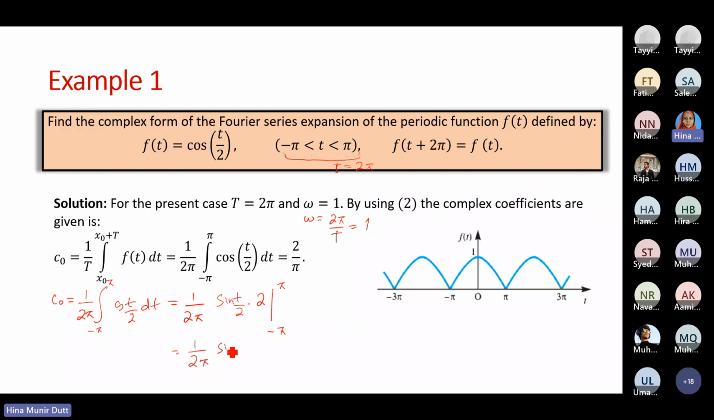So sine of pi over 2, we'll take this 2 common, minus sine of minus pi by 2, cancel. So this is 1, this is minus into minus 1, which is plus 1. So 1 plus 1 is equal to 2 over pi. So C naught is equal to 2 over pi.